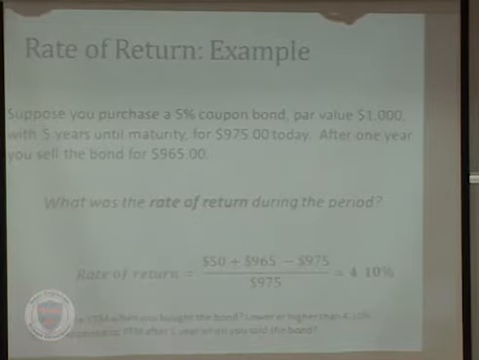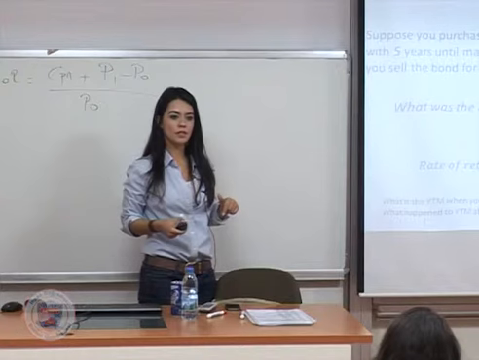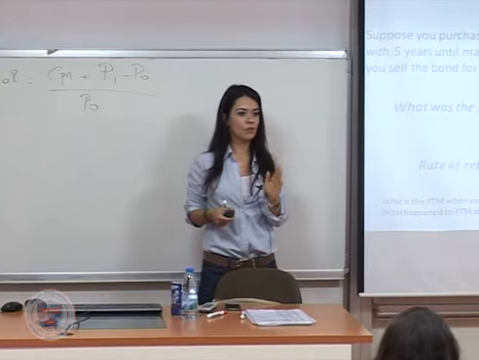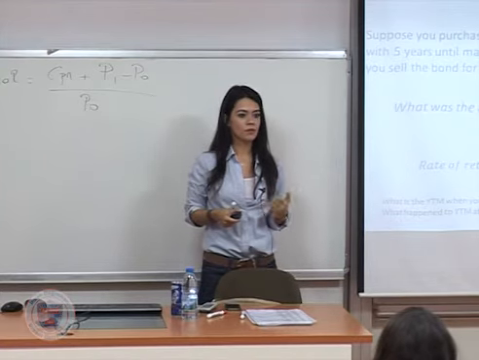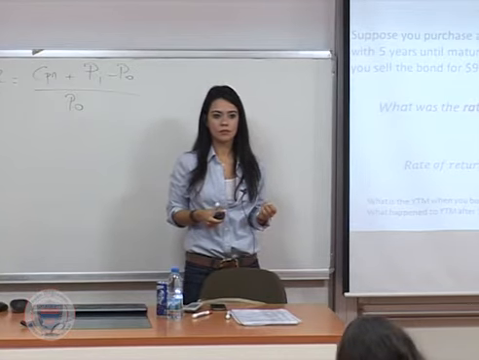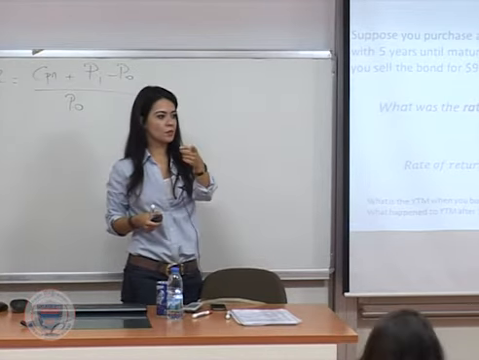So my question is, what is the yield to maturity? What was the yield to maturity when you bought the bond? Do you think it was higher than 4% or lower than 4%? When you bought the bond at time 0, what was the yield to maturity? Do you have any guesses? Higher than 5? You expect it to be higher than 5?